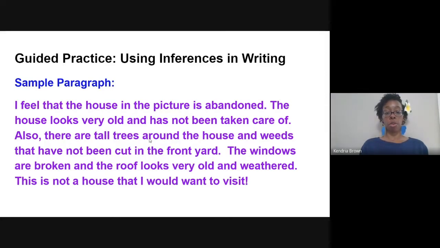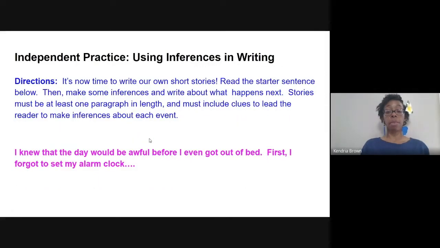Okay, we're going to move on. Today's independent practice activity is to write a short story. Again, I've given you a starter sentence below. From there, you're going to make some inferences. I would suggest that you jot down some inferences in your notebook and write what you think happens next from there. Your story should be at least a paragraph in length, and it has to have clues that lead the reader to make inferences about each event that happens in the story.